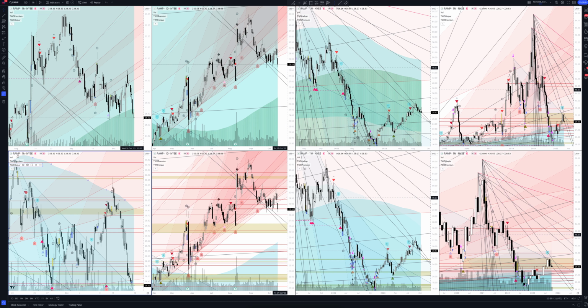Today we will take a look at LiveRamp Holdings Inc stock. Let's analyze the market situation and find out how you can make money on it. Let's start.